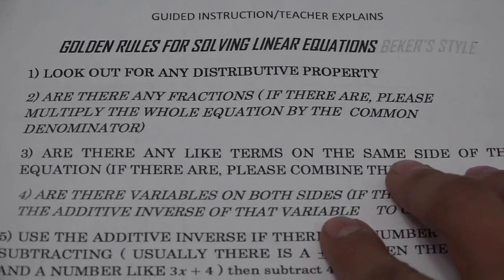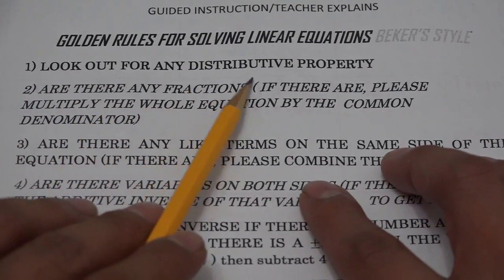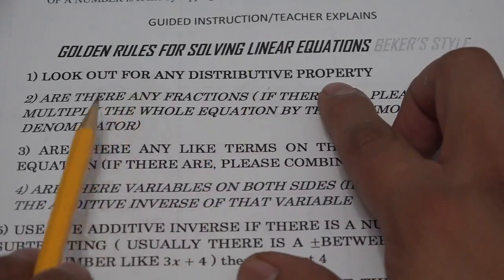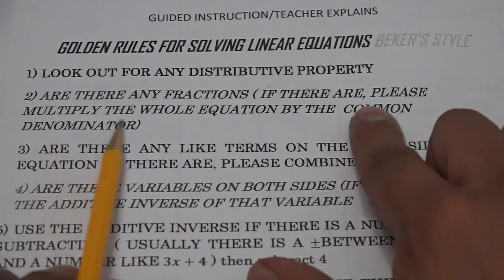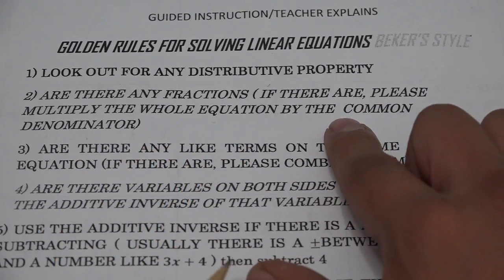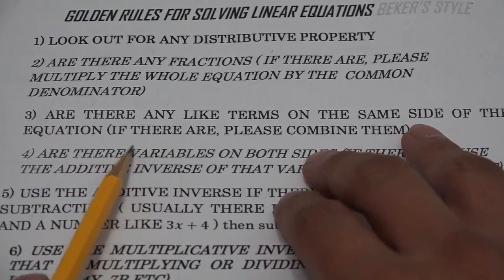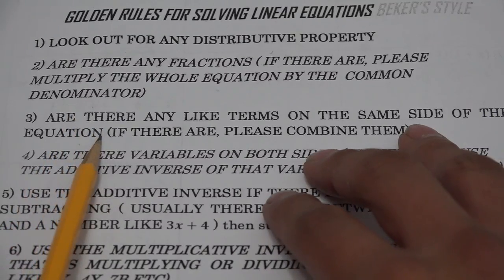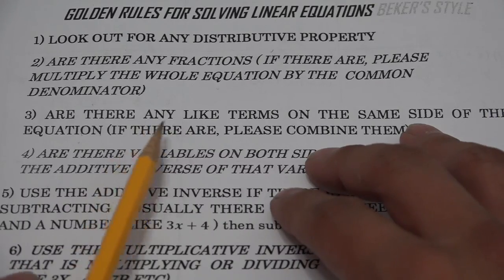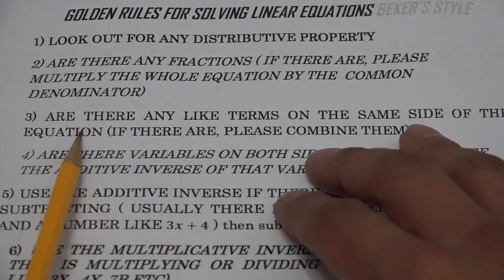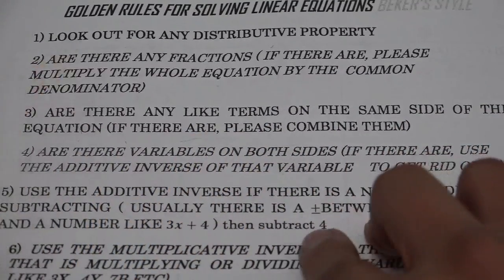And now here you have the laws. I call them the laws for solving linear equations. The first thing you have to do is look out for any distributive property, as I explained in the previous video. Then you have to ask yourself, are there any fractions? Because if there are, you need to multiply the whole equation by the common denominator. Then we have, are there any like terms on the same side of the equation? I made this rule, so you have to abide by it. Just because you could see like terms on both sides, that doesn't mean that it applies to this rule. It says, are there any like terms on the same side of the equation? If there are, please combine them.